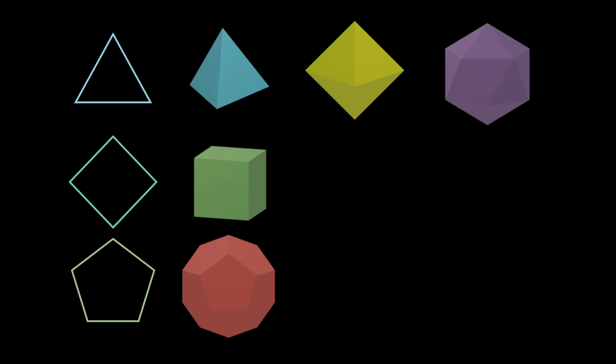For triangular faces, there can be either 3, 4, or 5 at a vertex, resulting in the tetrahedron, the octahedron, and the icosahedron respectively. For square faces, only an arrangement with 3 squares at a vertex is possible, resulting in the cube. And for pentagonal faces, again only an arrangement with 3 pentagons at a vertex is possible, resulting in the dodecahedron. These are the 5 Platonic solids.